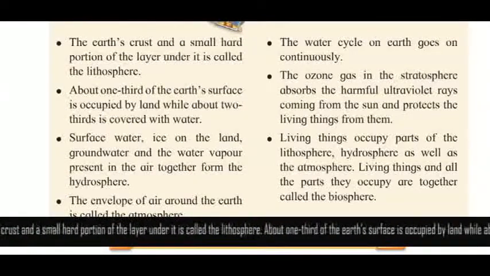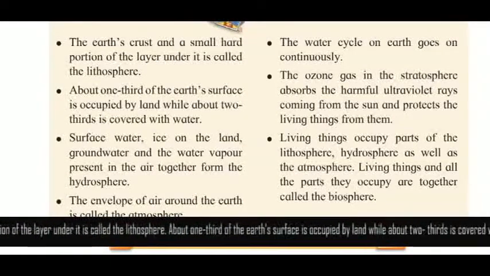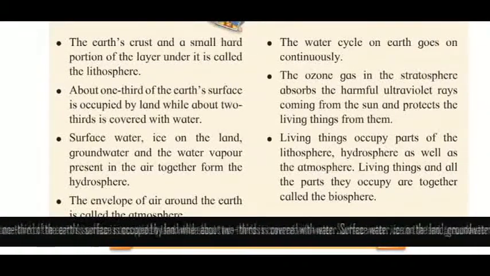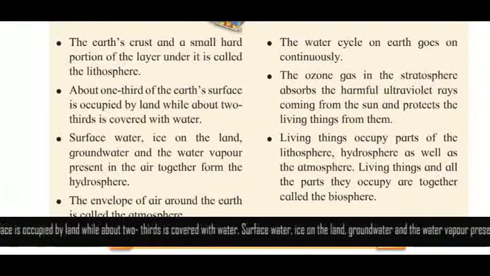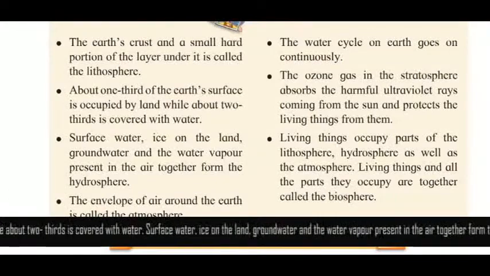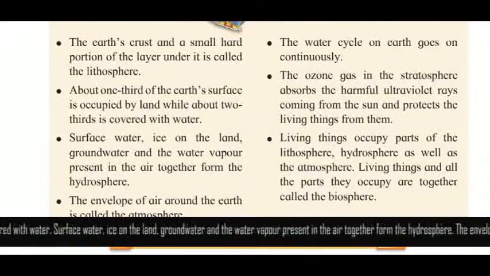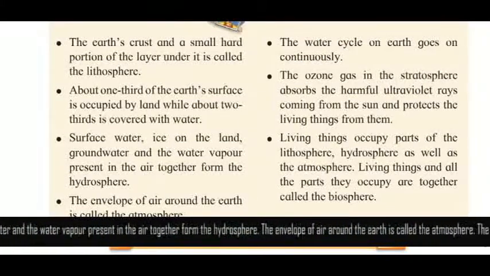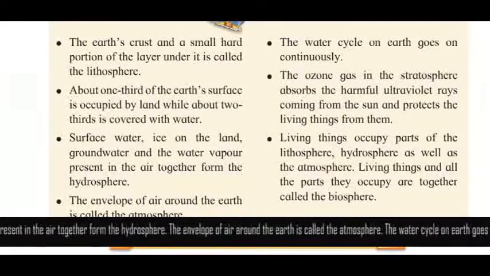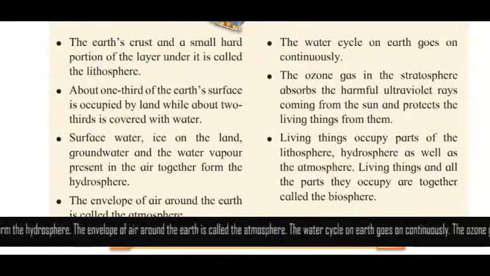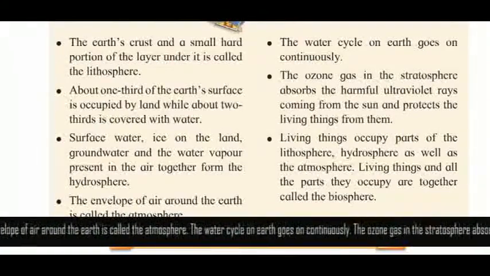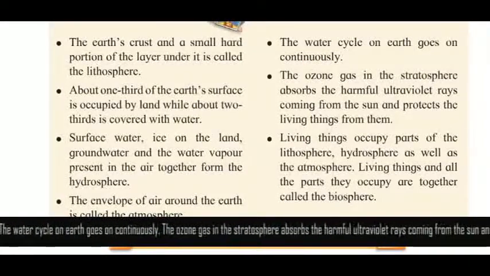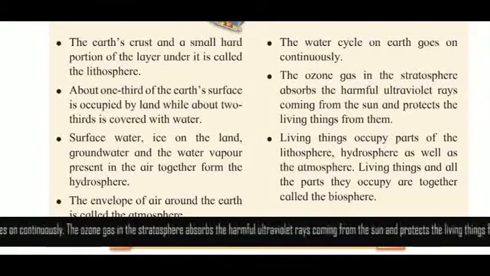What we have learned: the Earth's crust and a small hard portion of the layer under it is called the lithosphere. About 1/3 of the Earth's surface is occupied by land while about 2/3 is covered with water. Surface water, ice on the land, groundwater and the water vapor present in the air together form the hydrosphere. The envelope of air around the Earth is called the atmosphere. The water cycle on Earth goes on continuously.